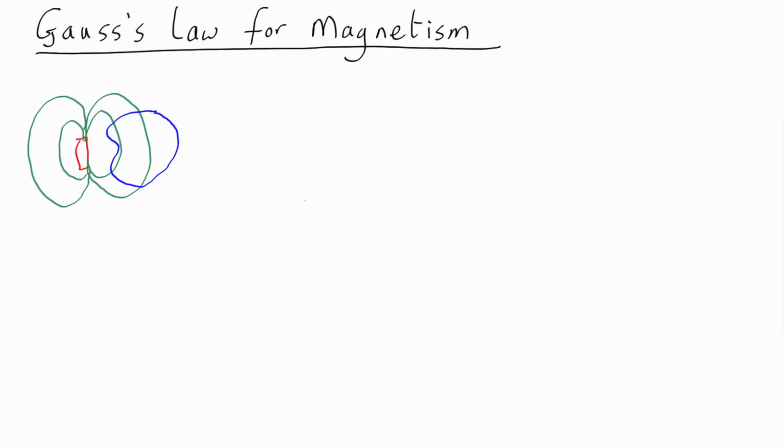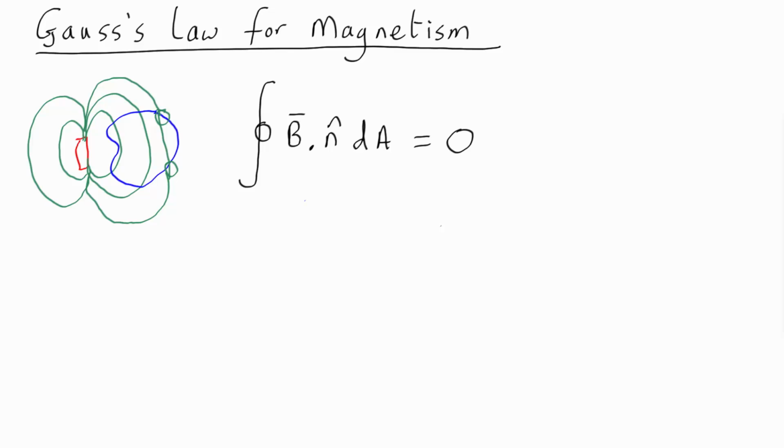Now what is the total surface integral of all the magnetic flux across this surface? Well, every field line that enters also leaves. So what this means is that the total surface flux has to be zero. So the surface integral over any closed surface that doesn't include the magnet of the magnetic field vector dot the normal vector dA equals 0, which is Gauss's law for magnetism.